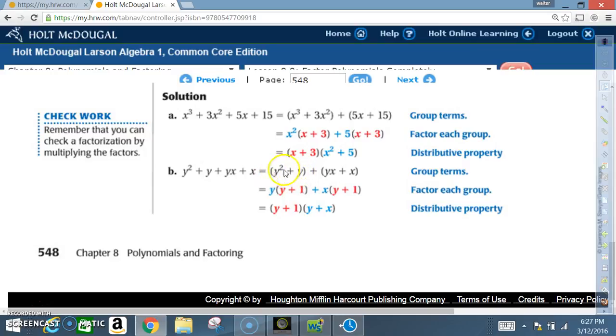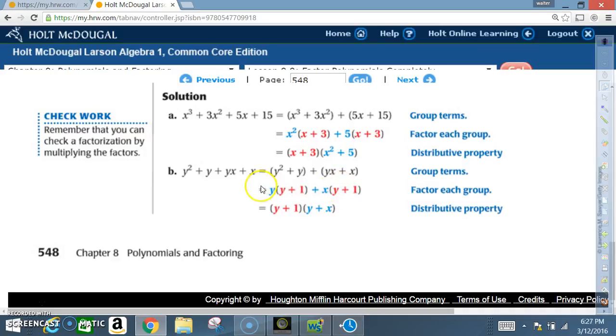Look at y squared plus y. What is its greatest common factor? y. y squared divided by y would give you y. y divided by y would give you 1. Here we got yx plus x. What's the greatest common factor? x. What is yx divided by x? y. The x is going to cancel out. And what is x divided by x? 1.